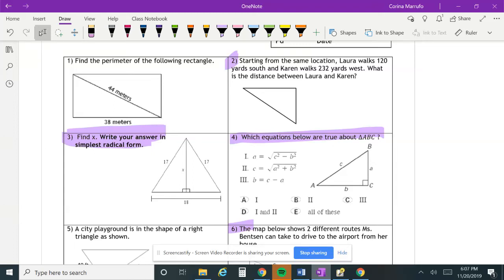All right, so we're gonna go over your review. If you see a problem that's highlighted, that means it is going to be on your test. It's gonna be one exactly like that one on your test. So if you look at the first one, it says find the perimeter of the rectangle.